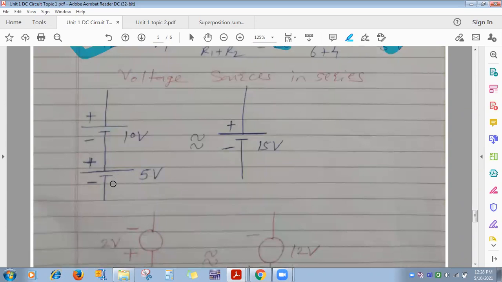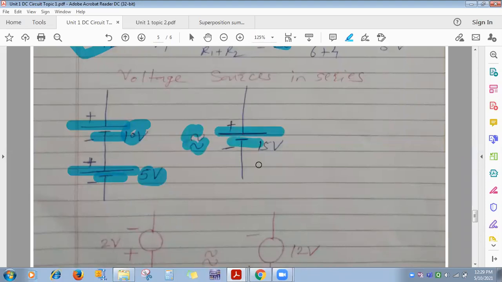Sometimes in circuits they give a voltage source in series with a second voltage source, and you can represent its equivalent. Now if you observe, this one is 10 volt, the second one is 5 volt. Its polarity is the same. Same means upper one is positive and lower one is negative for both. So its resultant will also have the same polarity: upper one positive and lower one negative.